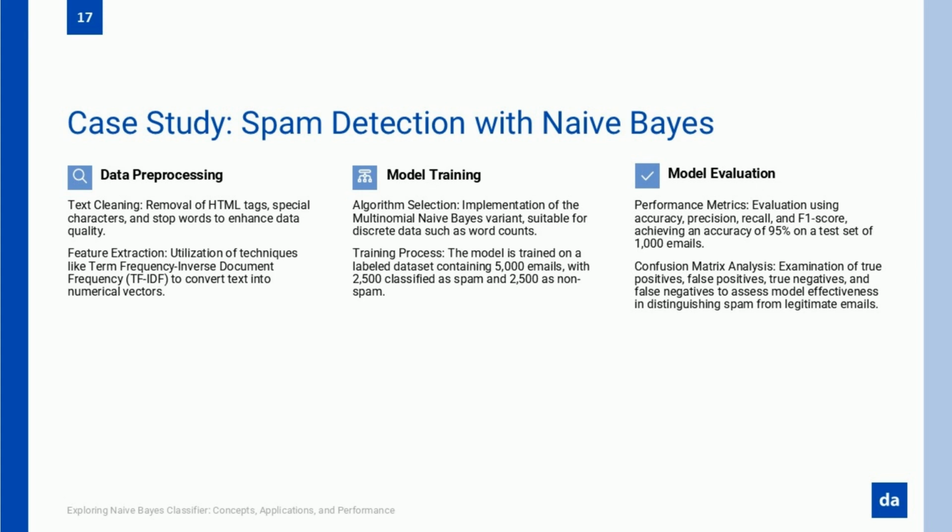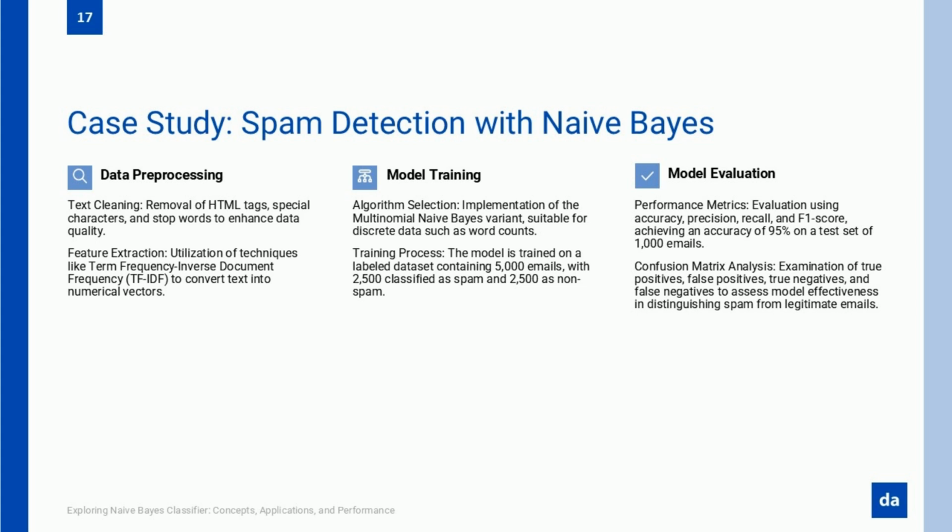Once training is complete, it's time for model evaluation. The classifier is tested on the remaining 20% of emails to measure accuracy, precision, recall, and F1 score. In a well-optimized setup, naive Bayes can achieve over 95% accuracy, making it one of the most efficient spam filters available.